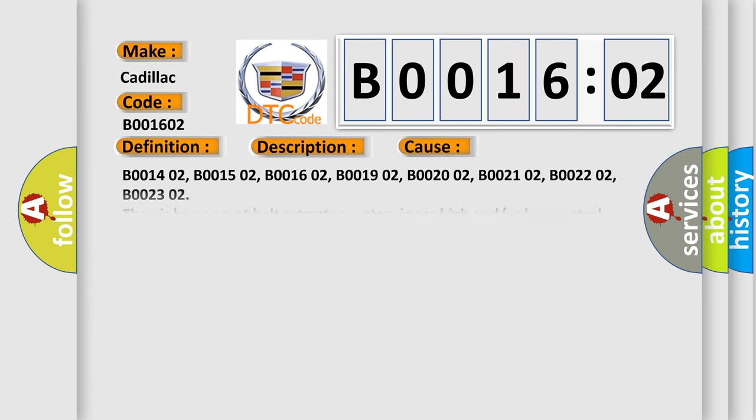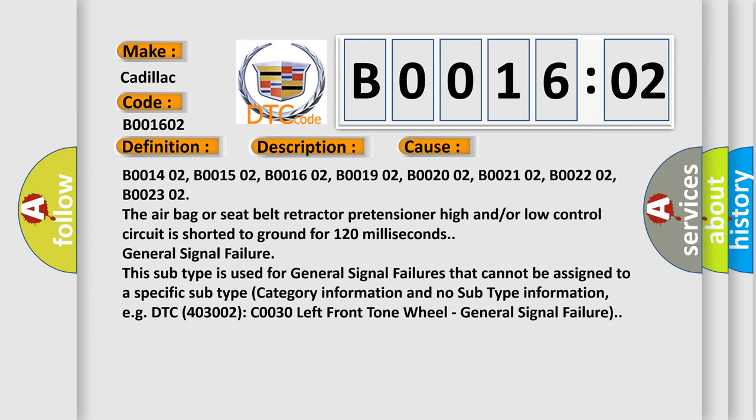This diagnostic error occurs most often in these cases: B0014-02, B0015-02, B0016-02, B0019-02, B0020-02, B0021-02, B0022-02, B0023-02. The airbag or seat belt retractor pretensioner high and or low control circuit is shorted to ground for 120 milliseconds. General signal failure. This subtype is used for general signal failures that cannot be assigned to a specific subtype category and no subtype information, e.g. DTC 403002 C0030 left front wheel, general signal failure.